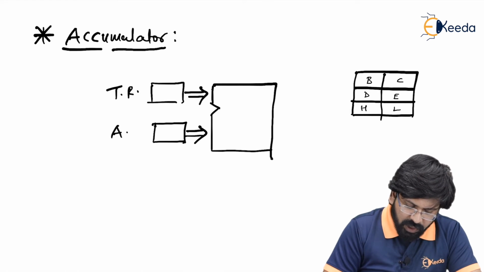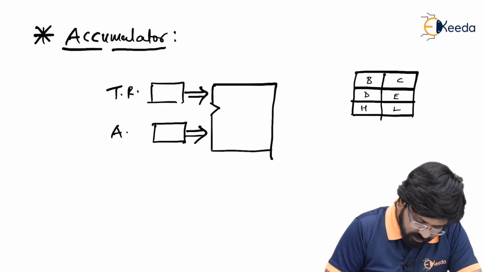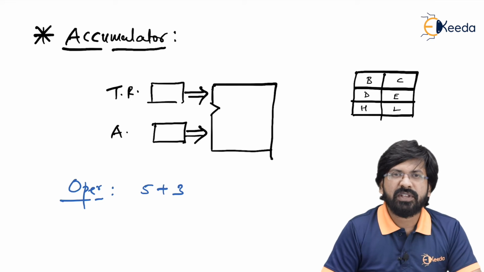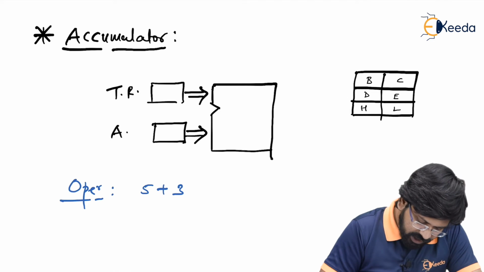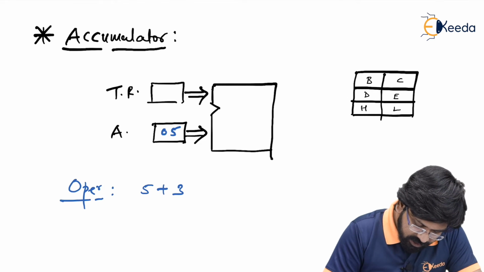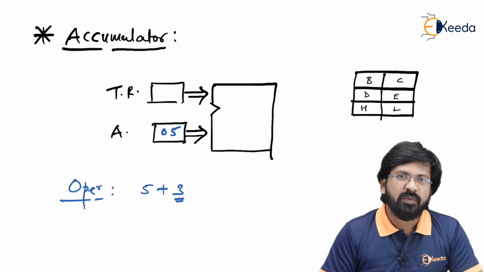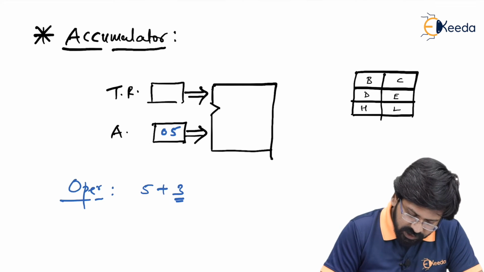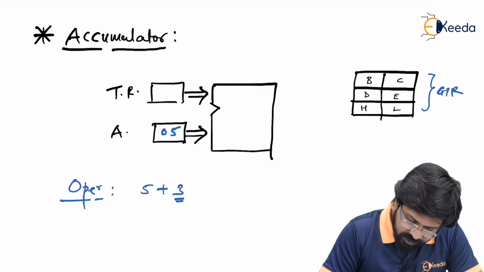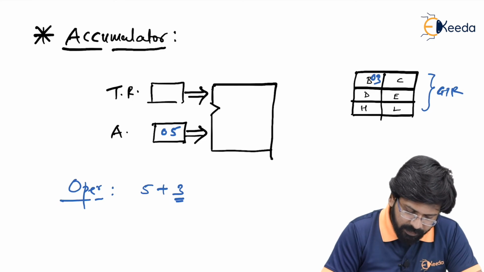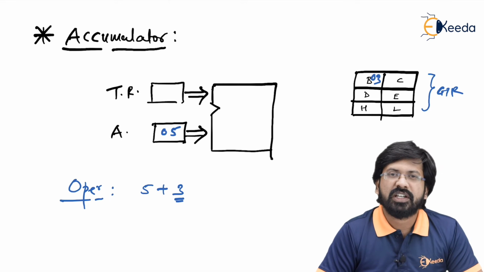Now let's say you want to add two numbers, 5 and 3. The operation I want to carry out is the addition of 5 and 3. Out of these, one of the numbers should be present in A. So let me assume number 5 is present in A. Now the question is about 3. So 3 can be stored in one of the general purpose registers. Let me select register B, where 3 is stored, because access to the temporary register is not available to the user.